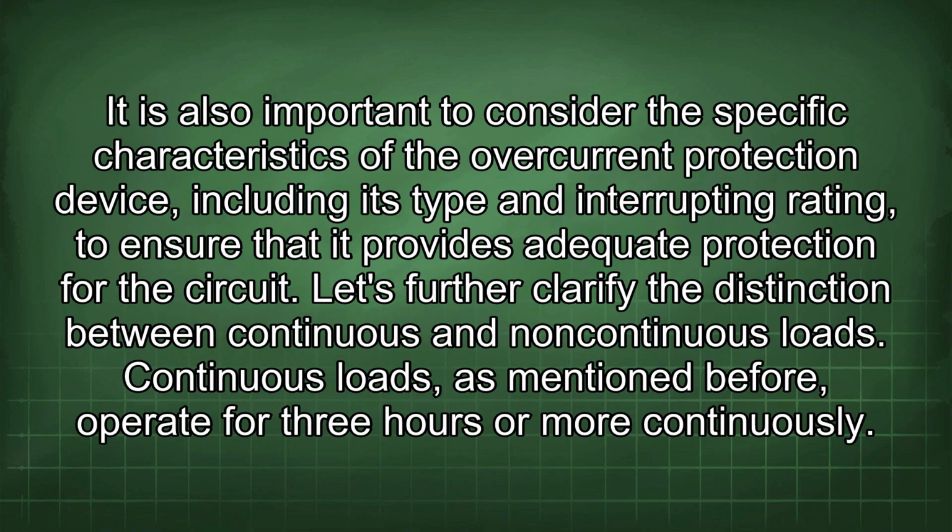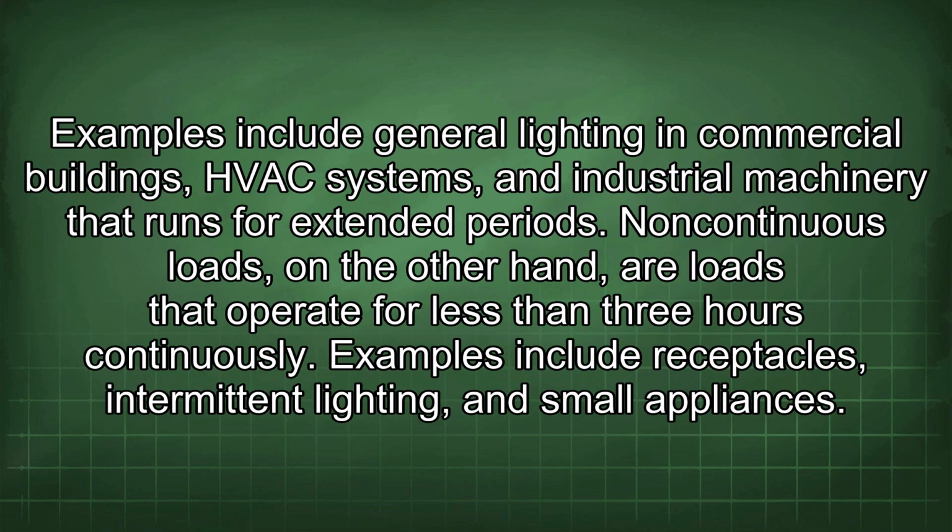It is also important to consider the specific characteristics of the overcurrent protection device, including its type and interrupting rating, to ensure that it provides adequate protection for the circuit. Let's further clarify the distinction between continuous and non-continuous loads. Continuous loads, as mentioned before, operate for 3 hours or more continuously. Examples include general lighting in commercial buildings, HVAC systems, and industrial machinery that runs for extended periods. Non-continuous loads, on the other hand, are loads that operate for less than 3 hours continuously. Examples include receptacles, intermittent lighting, and small appliances.